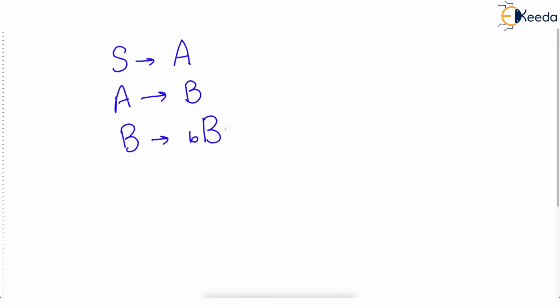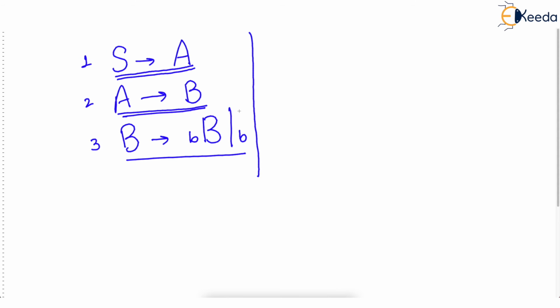Let's understand one more example. Just some arbitrary grammar I am writing. Let's say S gives A, A gives B, and B gives, let's say, DB or B. Now you just check, we have these productions where the first production itself is a unit production. The second production is also a unit production, but the third one isn't. So what can be the steps that we can carry on?